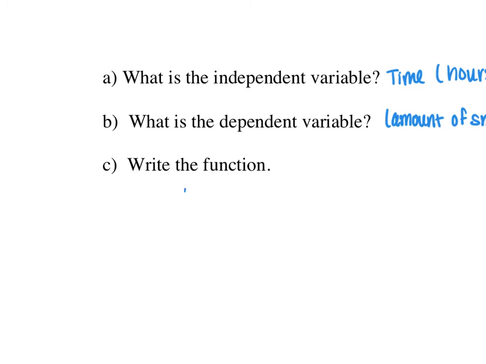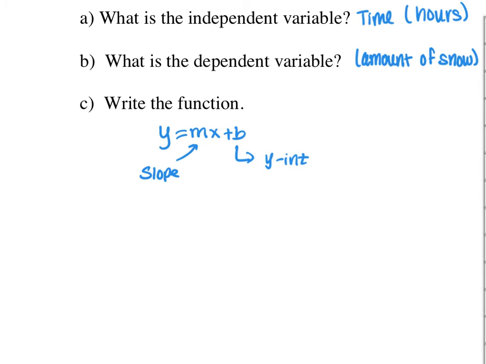Remember, y equals mx plus b. M is our slope. B is our y-intercept. We said that the snow is falling at a rate of 2.5 inches per hour. So I can say my equation is y equals 2.5x plus, and he initially saw 5 inches on it, so I'm going to put a 5 here. So my equation is y equals 2.5x plus 5.